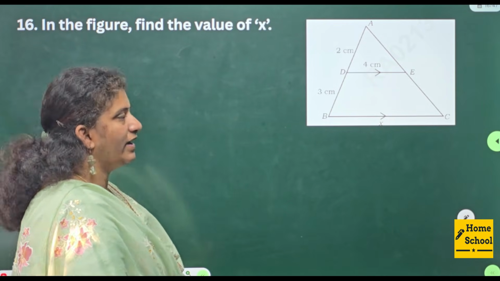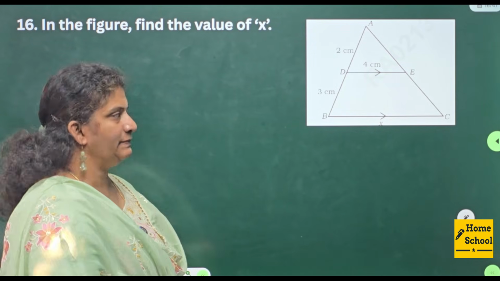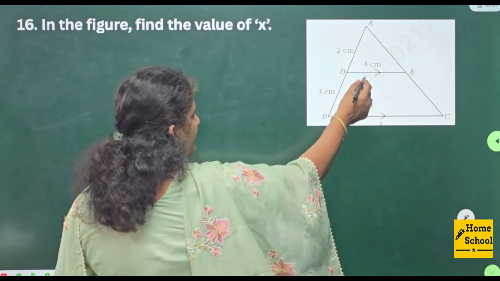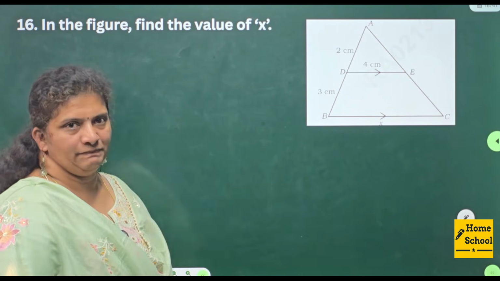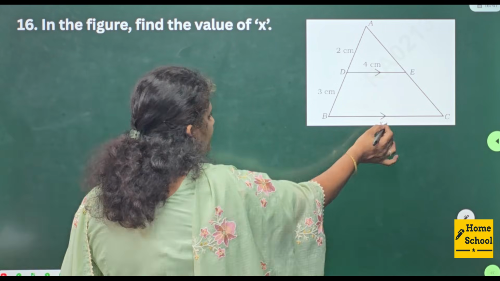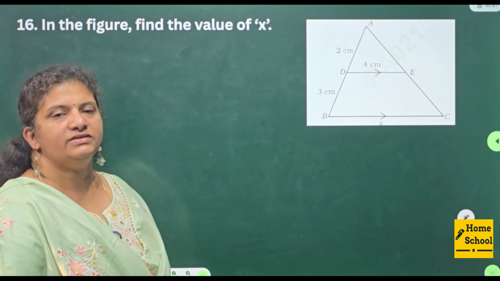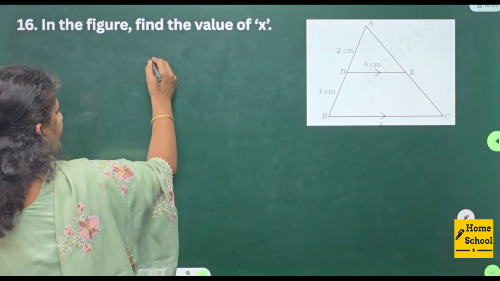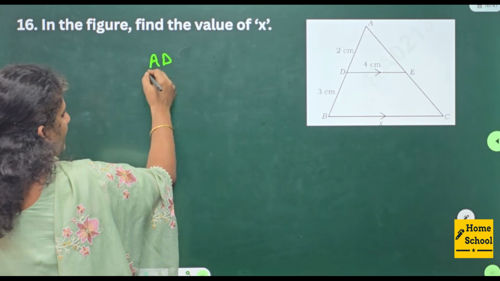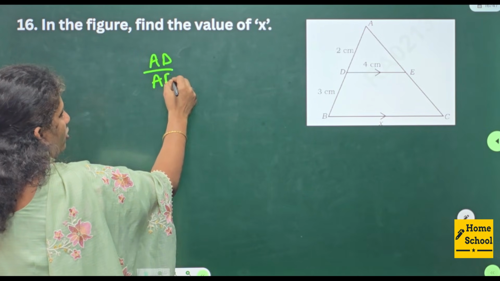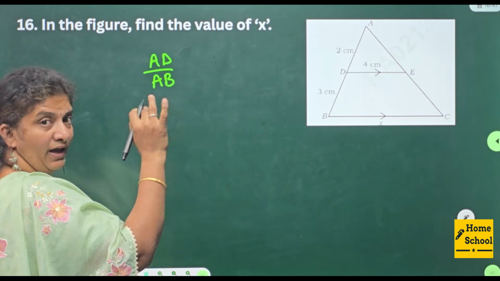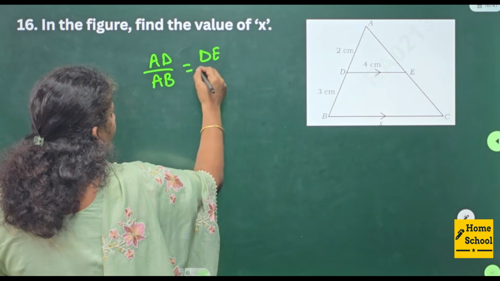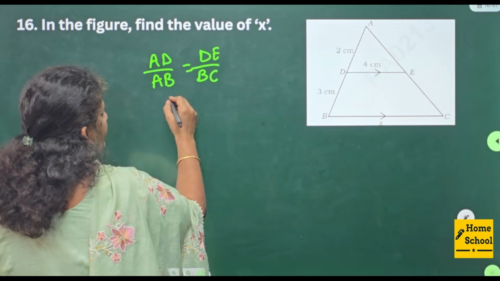16. In the figure, find the value of x. Observe the figure. You can see DE is parallel to BC. What is the BC value asked? Just apply the corollary of BPT. What is it? AD by AB. I am not writing DB. AD by AB is equal to DE by BC.